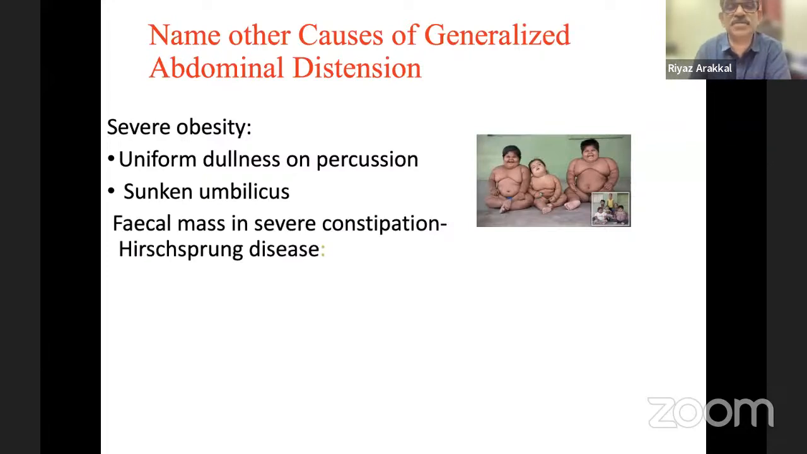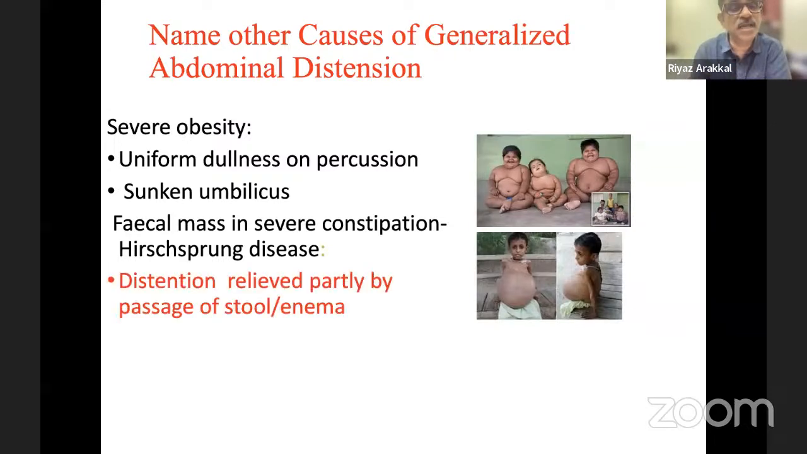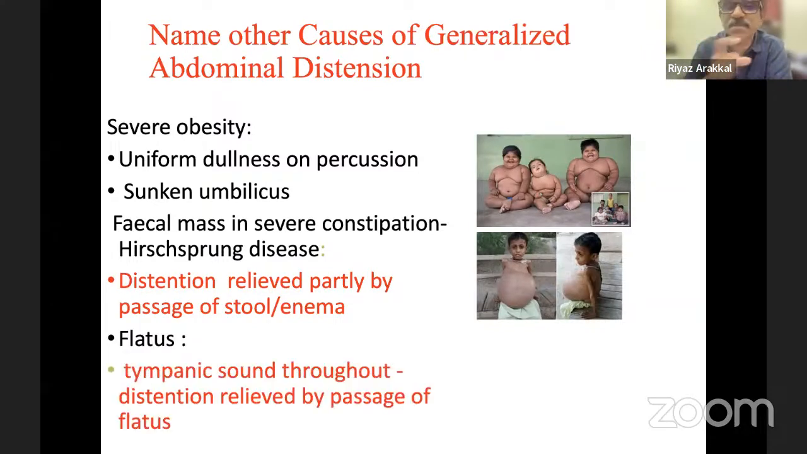Another cause is the fecal mass due to severe constipation. For example, a child with Hirschsprung's disease. Can you see that this is a child with Hirschsprung's disease which has not been operated? So what will happen? You'll get a massive abdominal distension, maybe due to fecal mass, and there may be partial relief by passage of stool or by enema. It will never completely subside. Suppose it is flatus, then you get a tympanic resonance throughout, and the distension may be relieved by the passage of flatus.